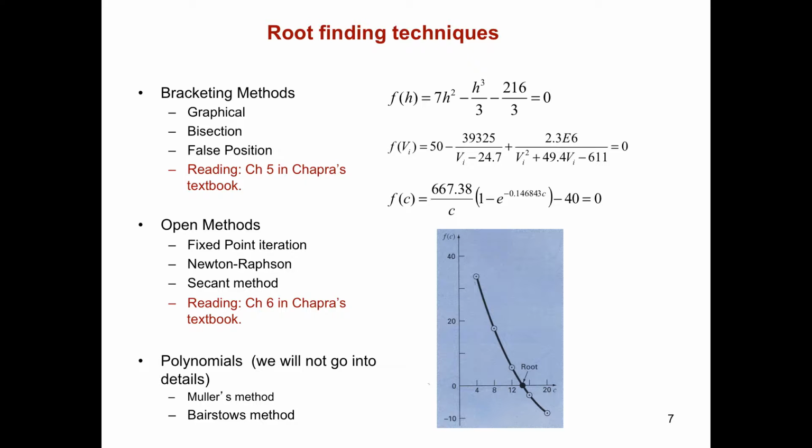You give it a starting point and you let it go, and you're hoping it's going to find the root. Okay? So those are so-called open methods. Again, there are 3 that we're going to look into, and the corresponding chapter is chapter 6 in the textbook.